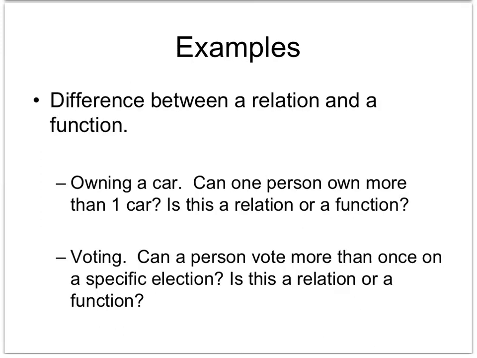And so here's another example, owning a car. One person can own more than one car. That's a relationship. People who own two or more cars, or two cars, or three cars, or whatever. Voting for a specific race, presidential race. Only one person could vote, and so the one vote belongs to that person. Those are different examples between what's a relation and what's a function.